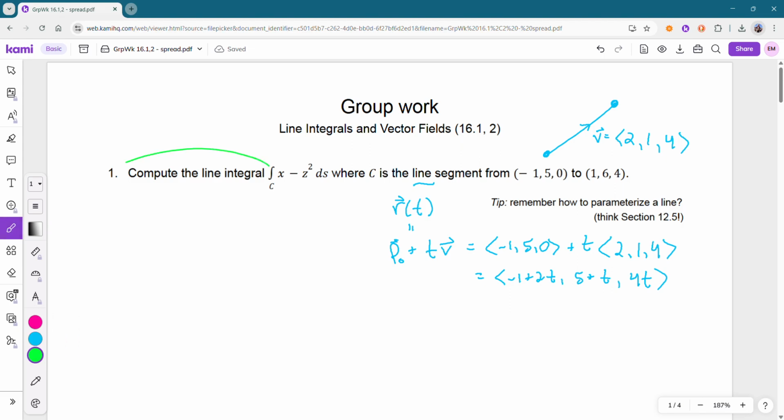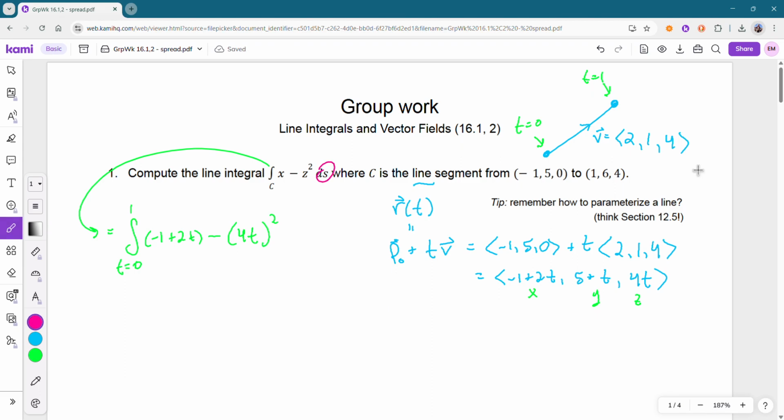All right, so our integral is going to translate as the integral from a to b, which is going to be the parameter values that start us at our first point and end us at our second point. The t value that's going to start us at our first point is t equals 0, and then t equals 1 is going to stretch us and stop at our second point. So our integral is going to be from 0 to 1. And x and z we are going to plug in from our parameterization. So our x is -1 plus 2t minus z squared.